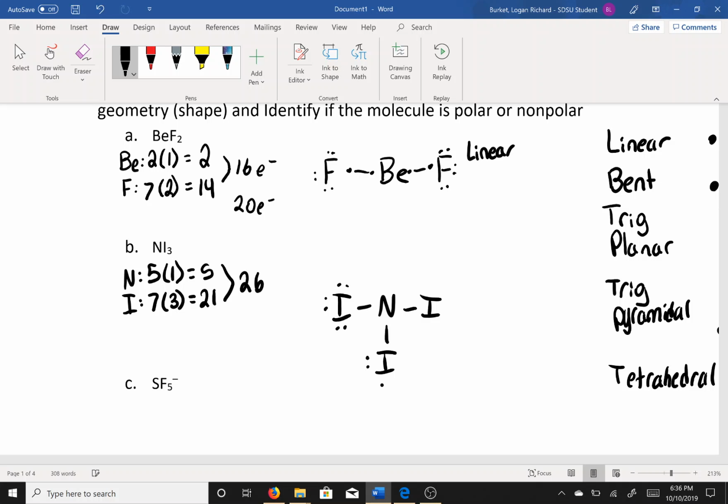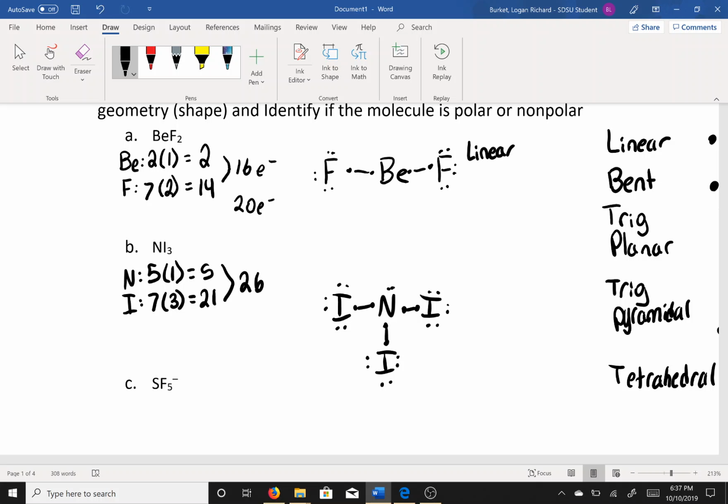Fill out everyone's octet. And then count out the electrons in the bonds and in the lone pairs around it. And we sum up to 26, which already equals the amount that we're supposed to have. So we know that that is the correct Lewis structure.